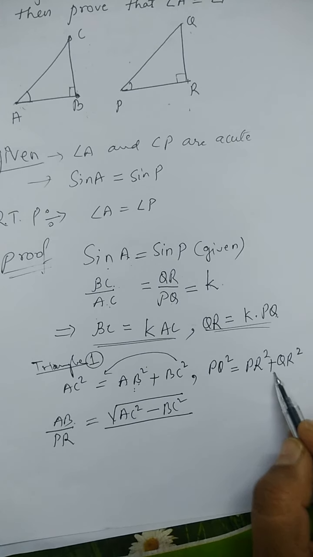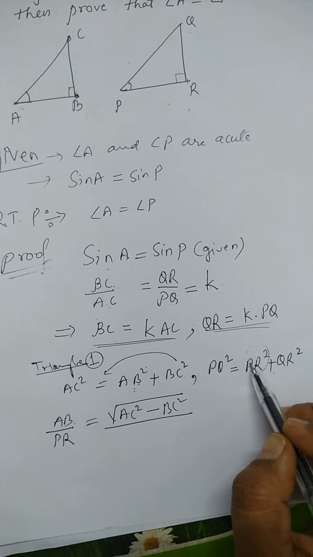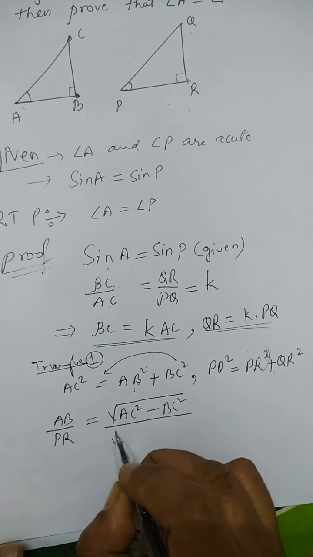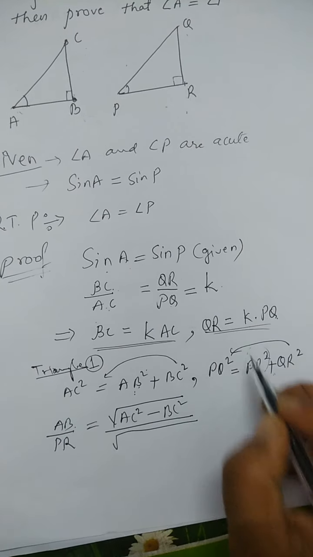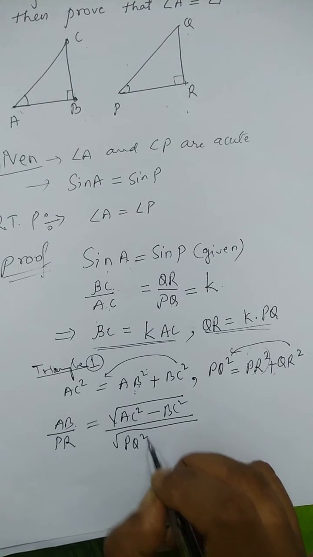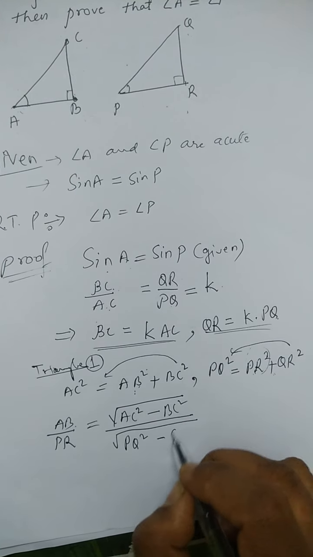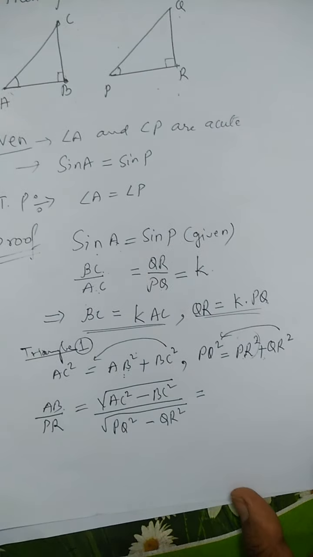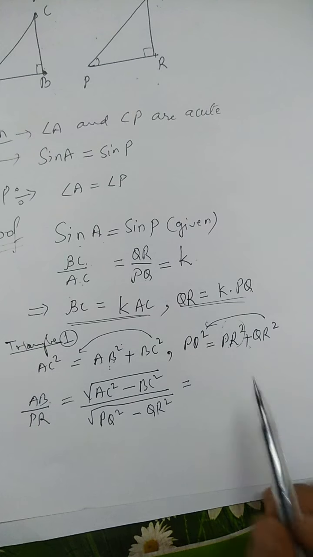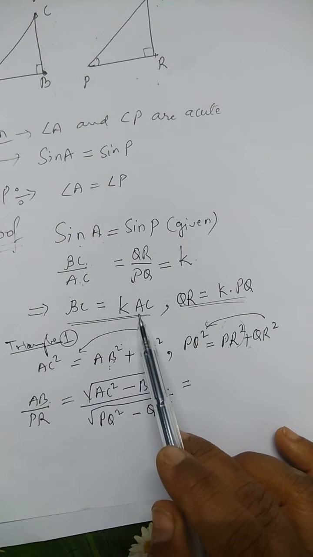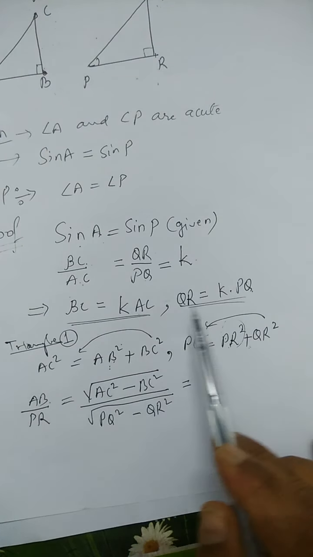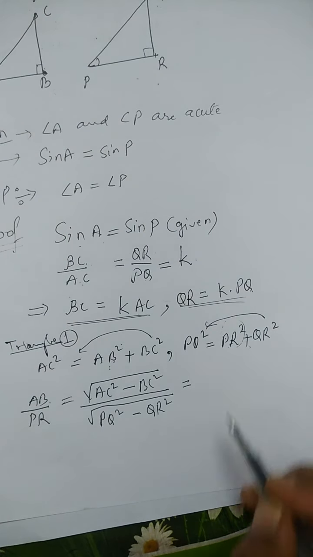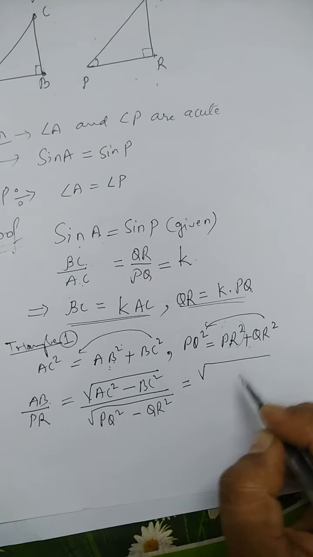Similarly, in this, we want PR. PR we want, but here it is square, so we have to put a square root. This QR will go here, so it will become PQ square minus QR square. Now follow the substitutions. Here, what are the substitutions? BC value we have to put as KAC, and QR value we have to put as KPQ.